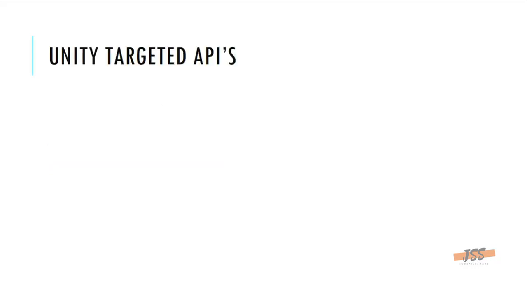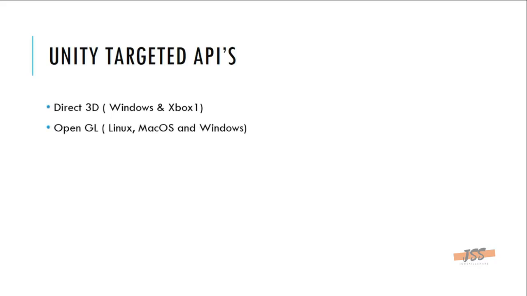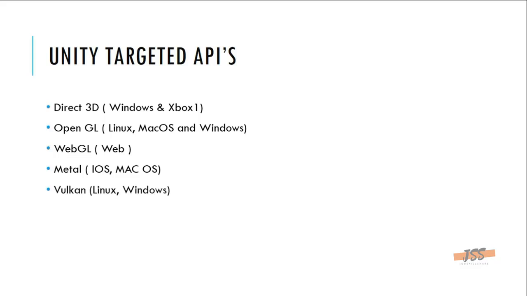If we talk about Unity Engine, it targets the following APIs: Direct 3D on Windows and Xbox One, OpenGL on Linux, macOS, and Windows, WebGL on web, and proprietary APIs on video game consoles. Additionally, Unity supports the low-level APIs: Metal on iOS and macOS, Vulkan on Android, Linux, and Windows.